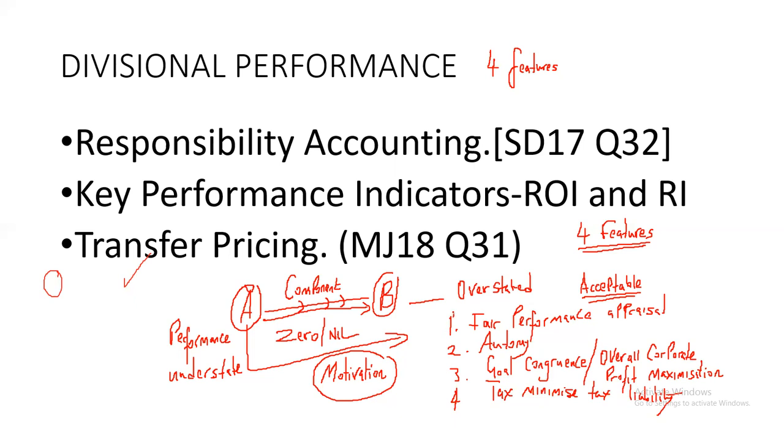So these are the core. If a question says, please tell us, you can mention others such as fairness and transparency, but these are the core ones. Fair performance appraisal, everybody involved: A must be happy that yes, the transfer price is leaving my performance fairly appraised.